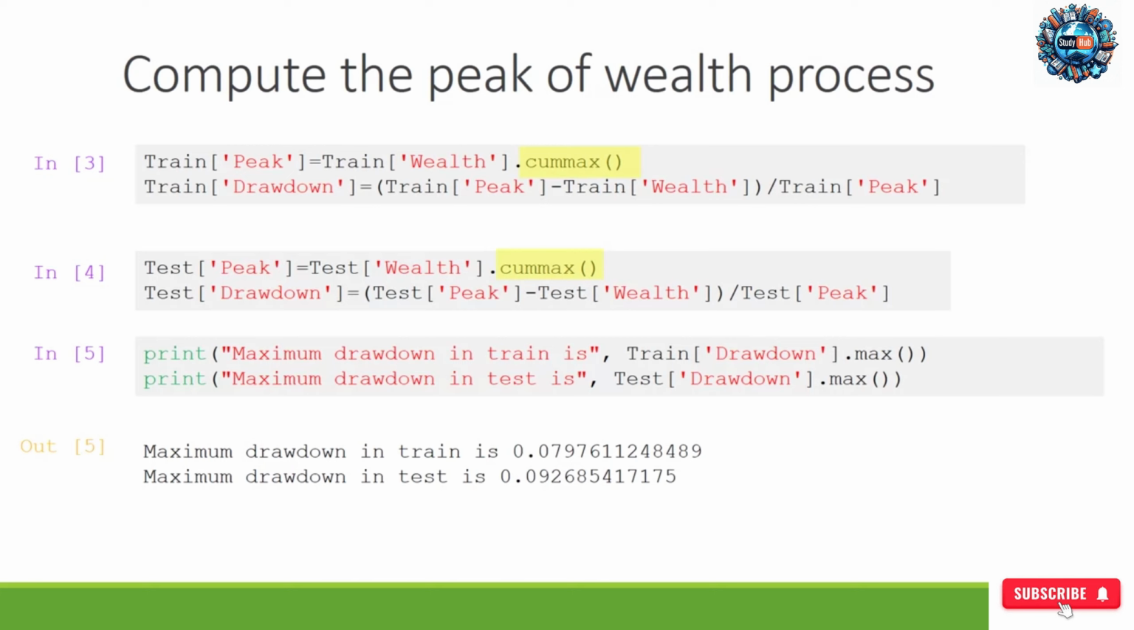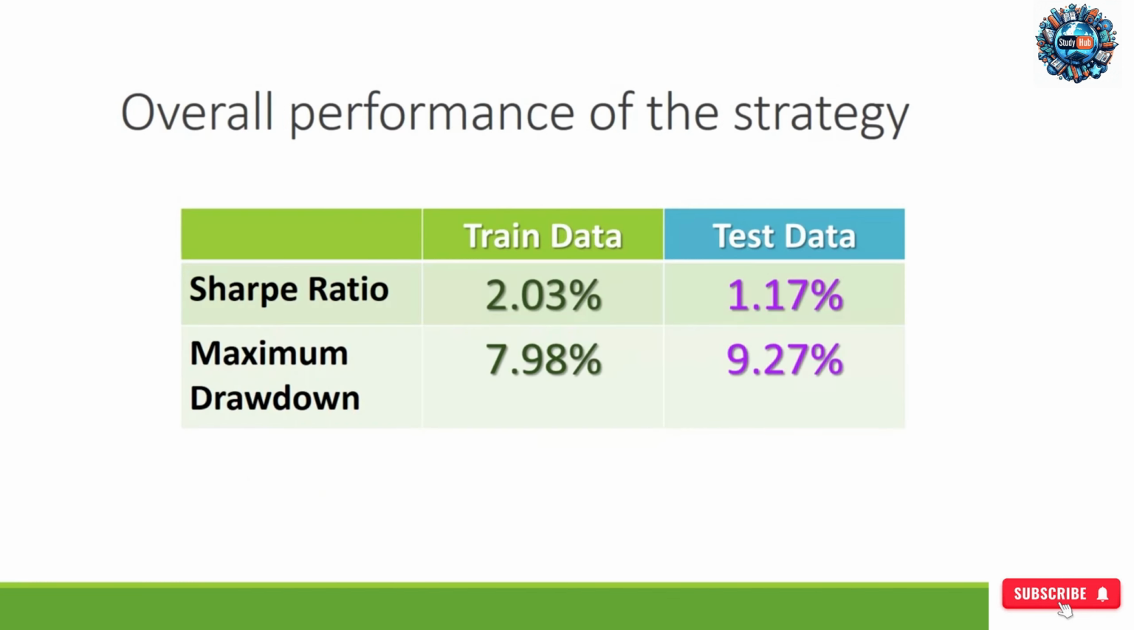We find the maximum drawdown in train and test are very close. The result shows that if we apply this strategy in the test set, the maximum loss from the peak is 9%. From the measures of Sharpe ratio and maximum drawdown, we can tell that the performance of the strategy is quite consistent in terms of extreme loss, but the return per unit of risk is not very consistent.